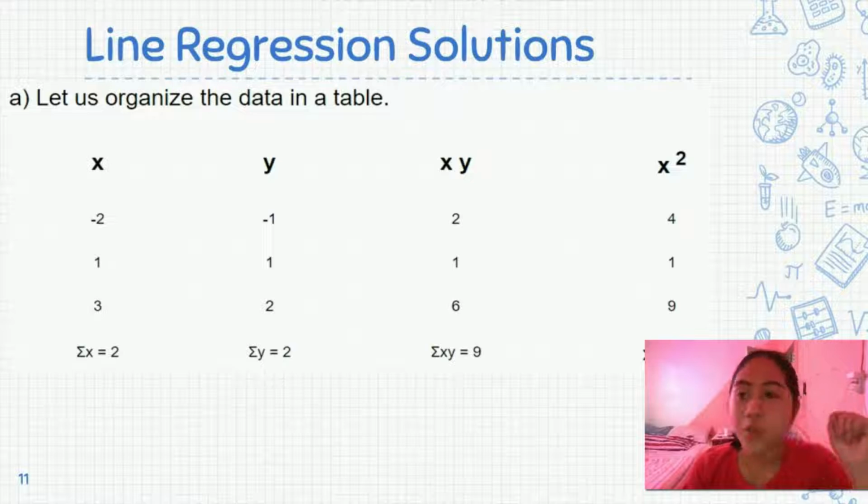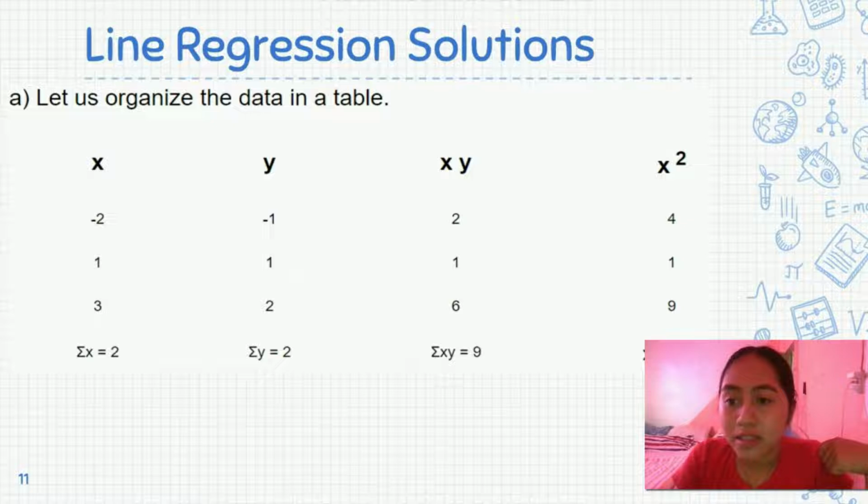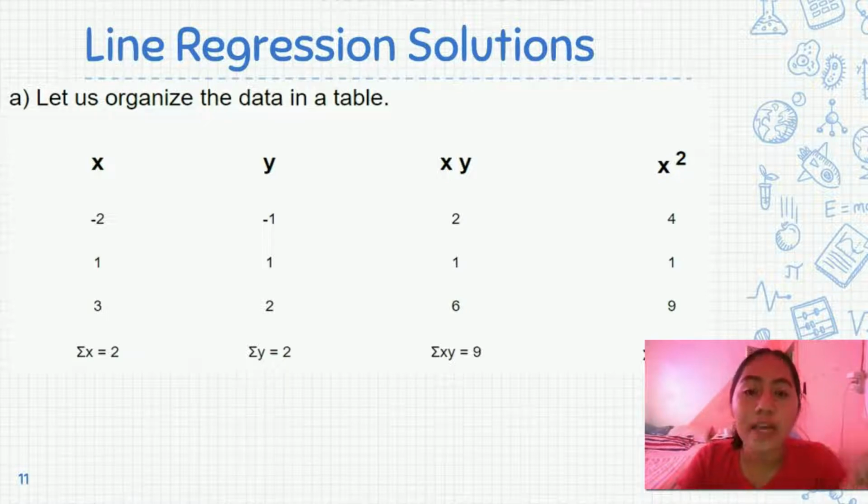So first we are going to organize the data in the table. You can see here in the table our data in x: -2, 1, 3, and the summation of that is 2. And then in y we have -1, 1, and 2, and the summation of y is 2. And then in xy we are going to multiply the x and y.